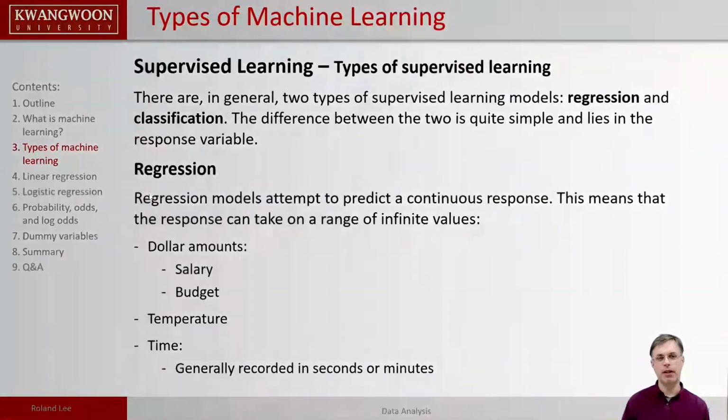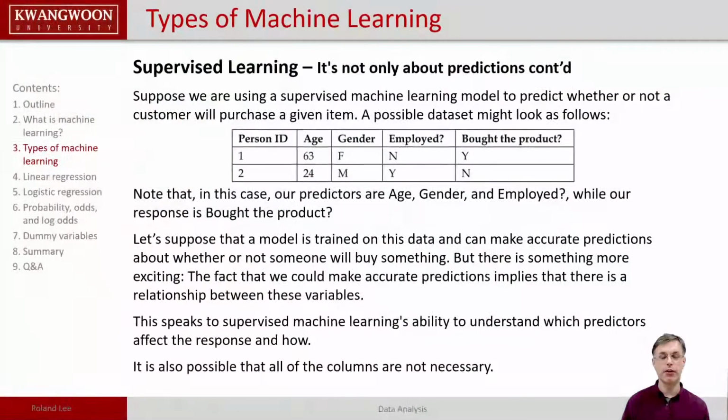It's not only about predictions. Supervised learning exploits the relationship between the predictors and the response to make predictions, but sometimes it is enough just knowing that there is a relationship between them.